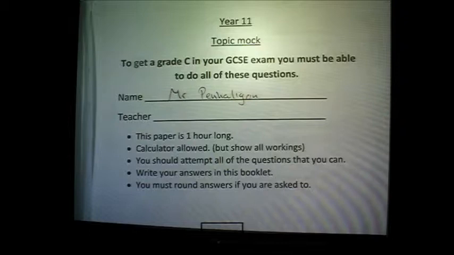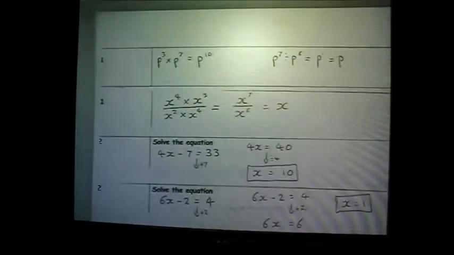Okay, this is a Year 11 topic mock we did at our school. The idea being that you've got to get all the questions right. If you can get all the questions right, you should be getting at least a grade C in the exam. I'm going to go through these quite quickly because on most of them you should just need a bit of reminding. First one is index numbers.